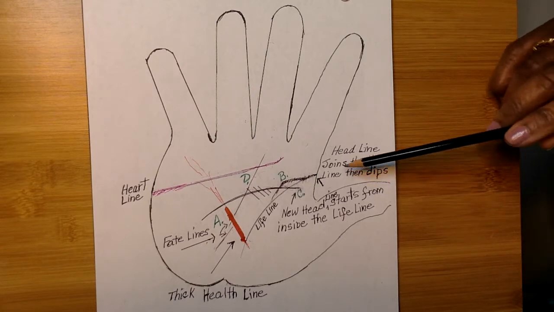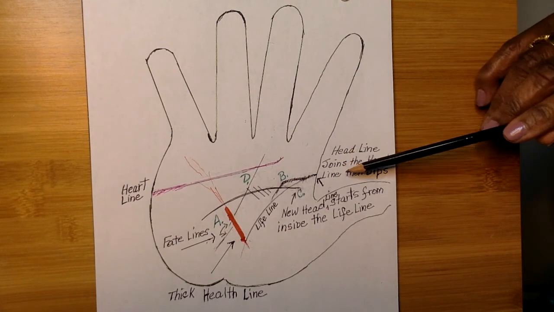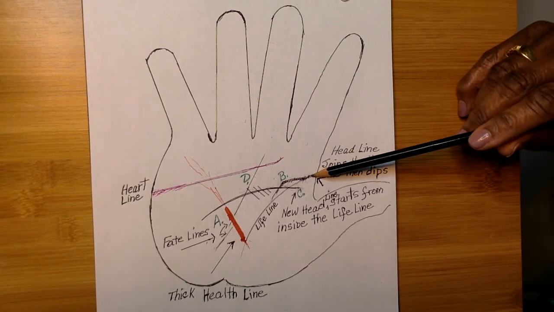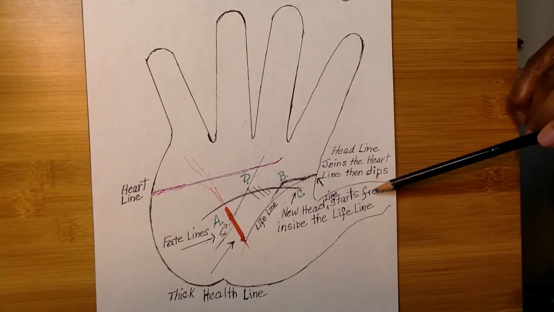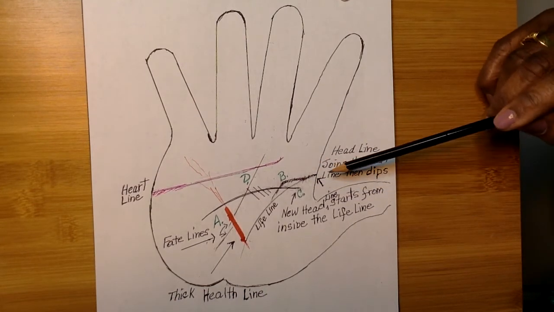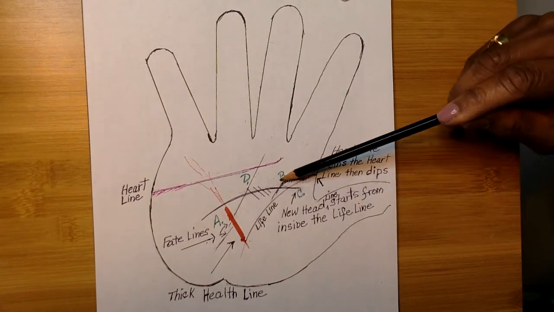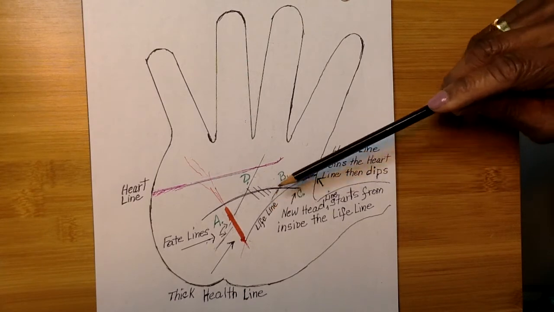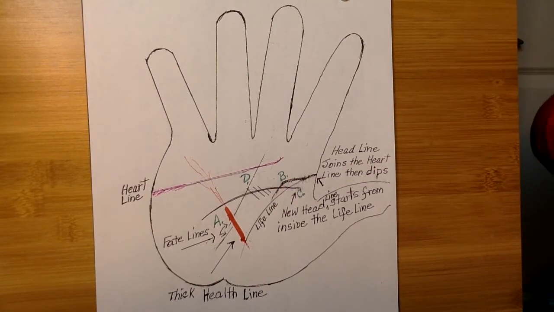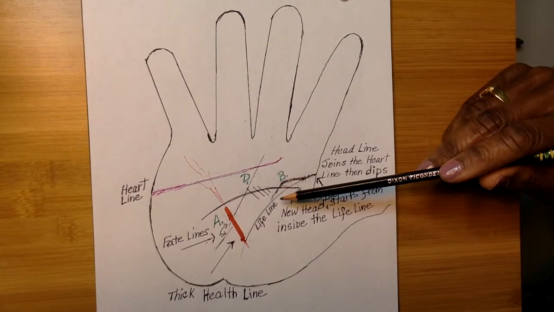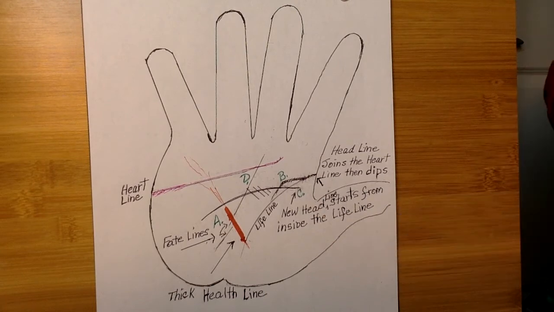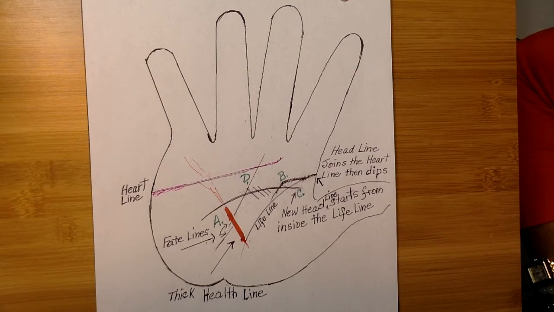Now, let's look over here. First off, we're looking at the headline. Headline starts over here. It's joined to the lifeline. And look at what it says. Headline then dips. There it is. It's dipping. And that's unusual. We don't usually see that. It can occur, though. It can occur when there's illness. When it dips like this, this is a clear sign of depression. That's what it means, depression.